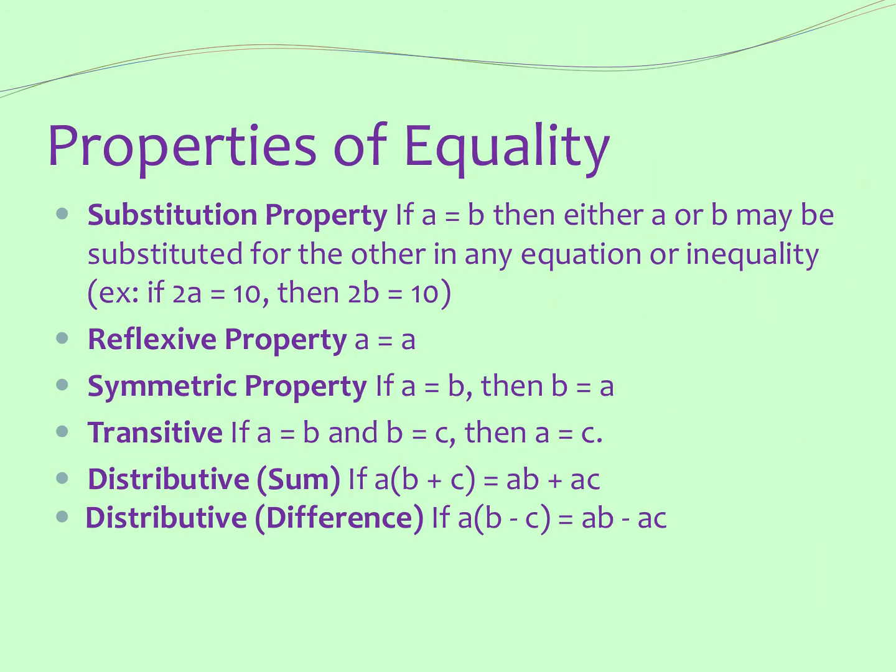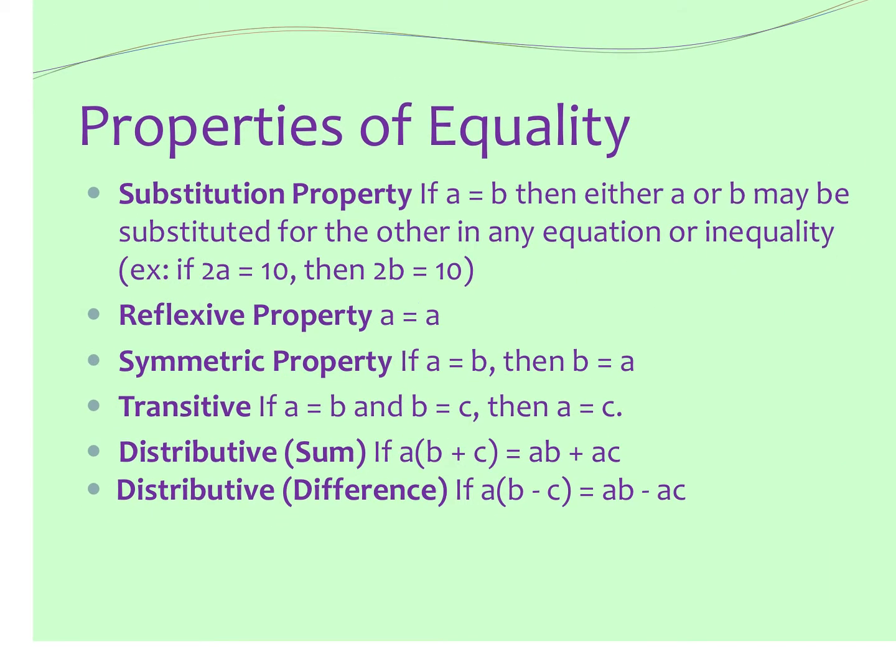So the next slide has some more properties of equality. The first one is the substitution property. And this one states that if A equals B, then either A or B may be substituted for the other in any equation or inequality. So for example, if 2A equals 10, then you could also say that 2B equals 10. We'll be using the substitution property a lot throughout our proofs.